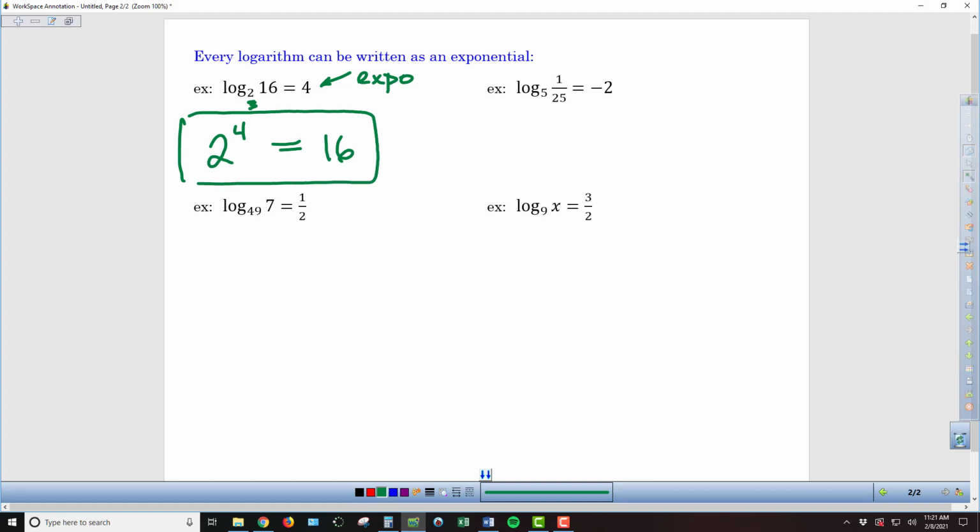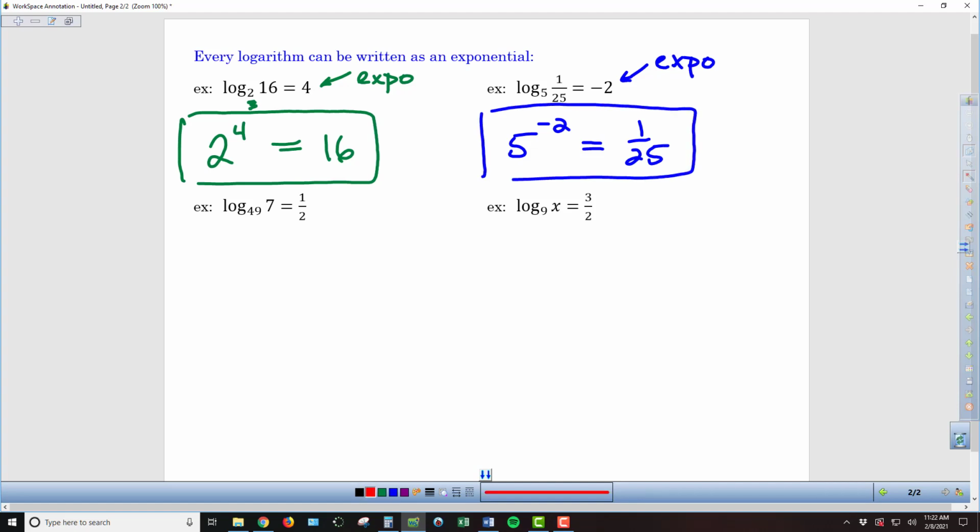In the second example, we've got base of our logarithm is 5, so the base of our exponential is going to be 5. A logarithm is an exponent, so that means whatever our logarithm equals becomes the exponent on that base, and then that's going to be equal to the output for the exponential, which is the input of the logarithm, 1/25.